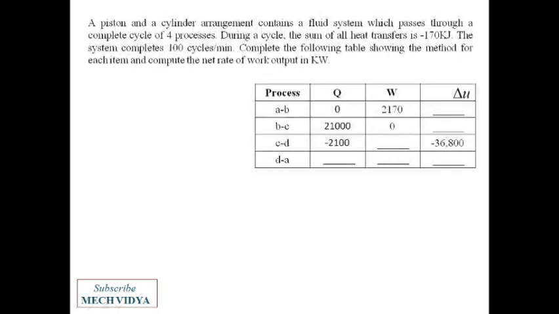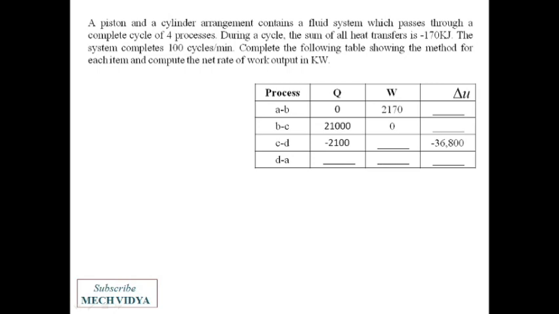Welcome friends, in this video we will discuss some more numericals related to the first law of thermodynamics. So the first problem is a piston and a cylinder arrangement contains a fluid system which passes through a complete cycle of 4 processes. So during such a cycle, the sum of all the heat transfers is minus 170 kilojoule.